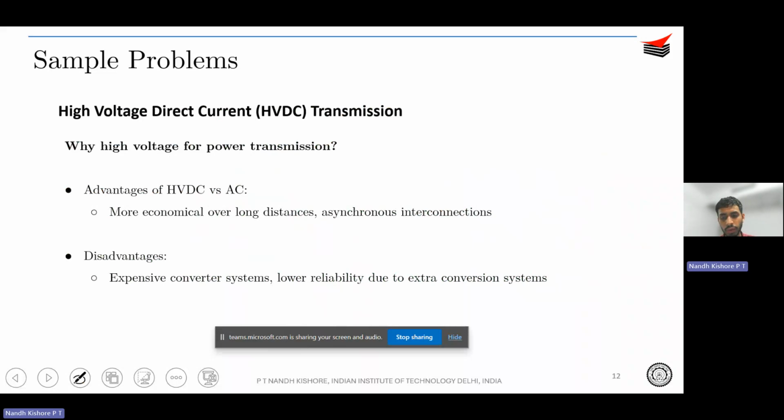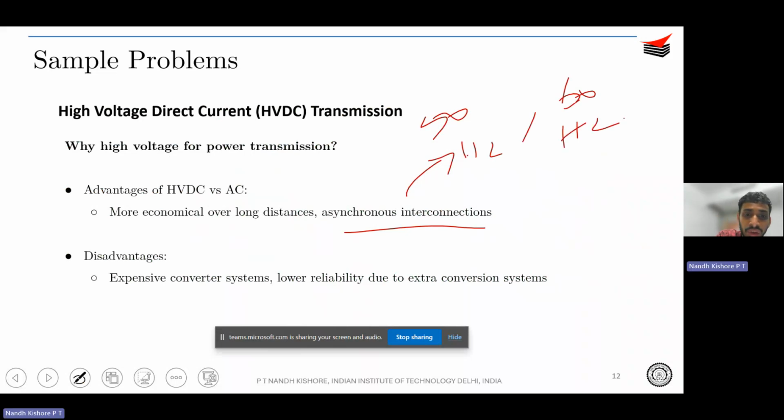So yeah, of course, this is a slide that enumerates the advantages and disadvantages of HVDC transmission. For HVDC, you understand that it's more economical over long distances, right? And you can, of course, have asynchronous interconnections. What do I mean by asynchronous interconnections? That is, let's say I have a 50 hertz grid and you want to connect it to a 60 hertz grid. And it's of course economical over long distances, not for short distances.